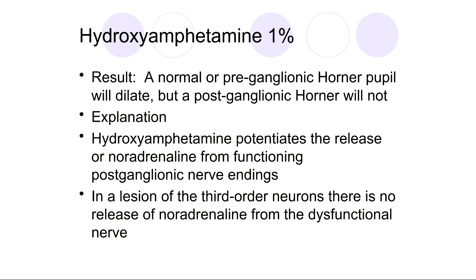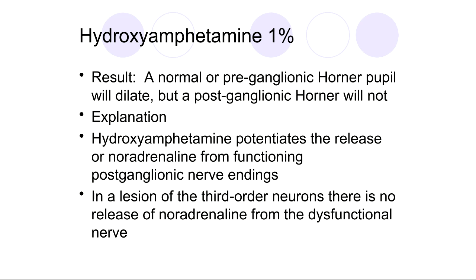Preganglionic. So Chantel, you're saying it's a preganglionic lesion. Why is that? Because cocaine would block the postganglionic release of noradrenaline, whereas the hydroxyamphetamine would potentiate the release from the functioning postganglionic nerve endings. So that's why you'd have a response. All right, great, thank you. So she's correct.